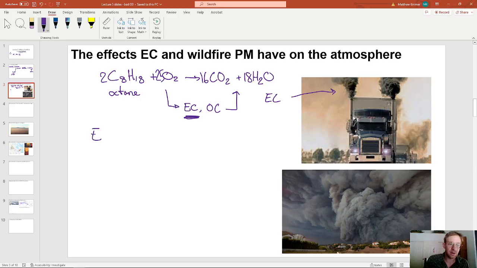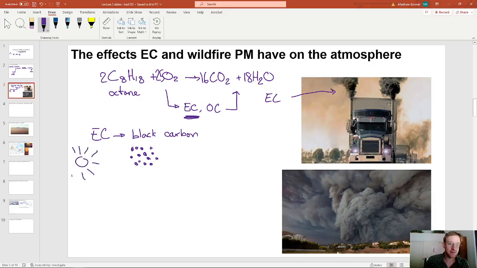So elemental carbon is often sometimes called black carbon, where it's basically just these little particles, sometimes big particles, but let's just assume that we're talking about particulate matter in the atmosphere here. So these are little particles of just black carbon, okay? And what these can do is these can absorb sunlight.